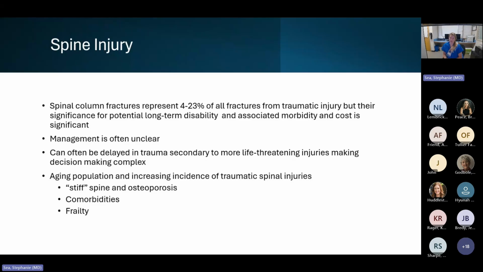As y'all know, with our aging population and increasing incidence of traumatic spinal injuries, these patients have stiff spines, they have osteoporosis, multiple comorbidities, diabetes, COPD, just making these elderly patients very difficult to treat. Also frailty scores, you'll hear about that, also complicate things.